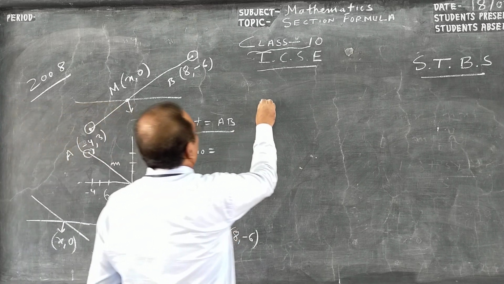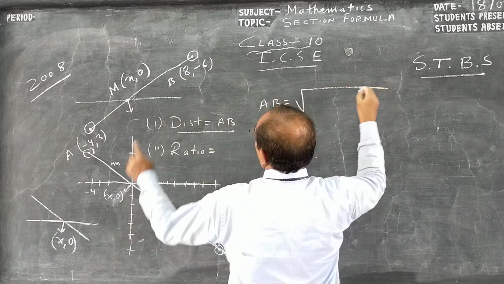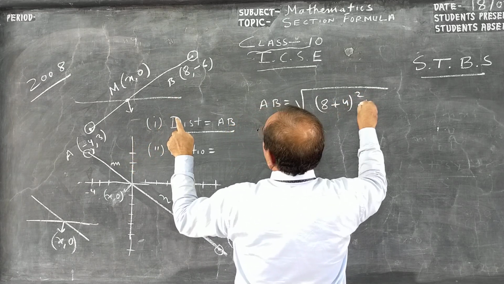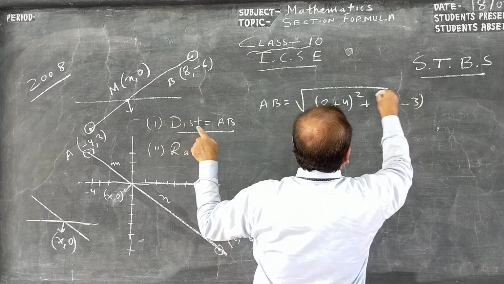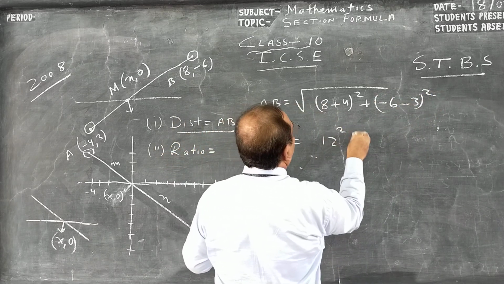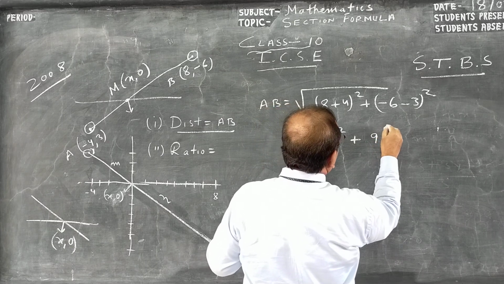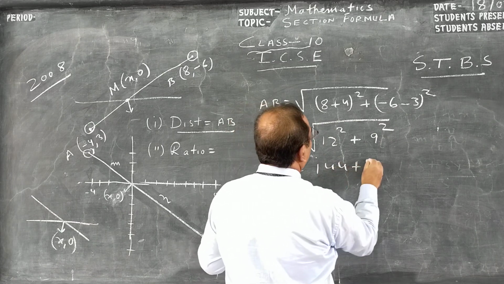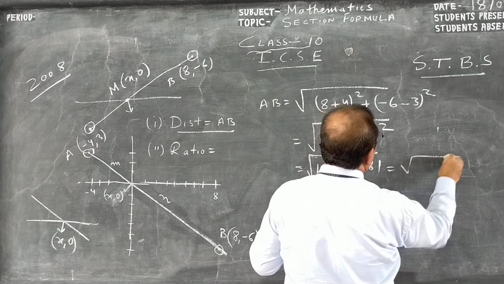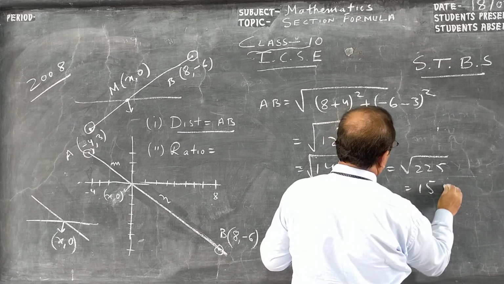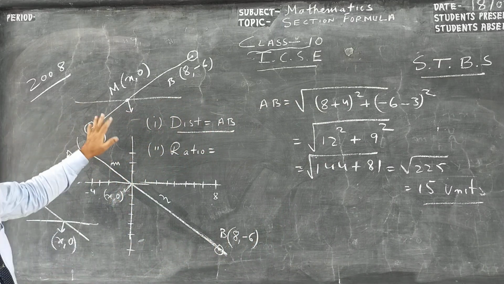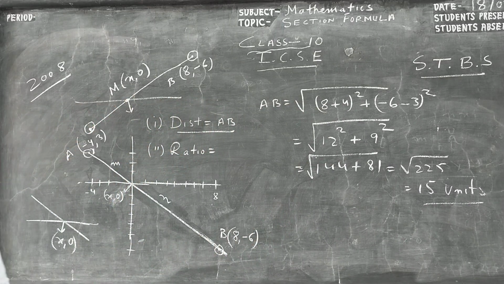So let us find the distance AB. You know the distance is root over (x2 minus x1) square plus (y2 minus y1) square. So here we get 12 square plus 9 square, which is 144 plus 81. So root 225 is 15 units. Whatever scale you use, centimeter or meter. So the first thing is the distance between these 2 points, which we have done in class 9, just as I showed you. The other question I told you to do on your own.